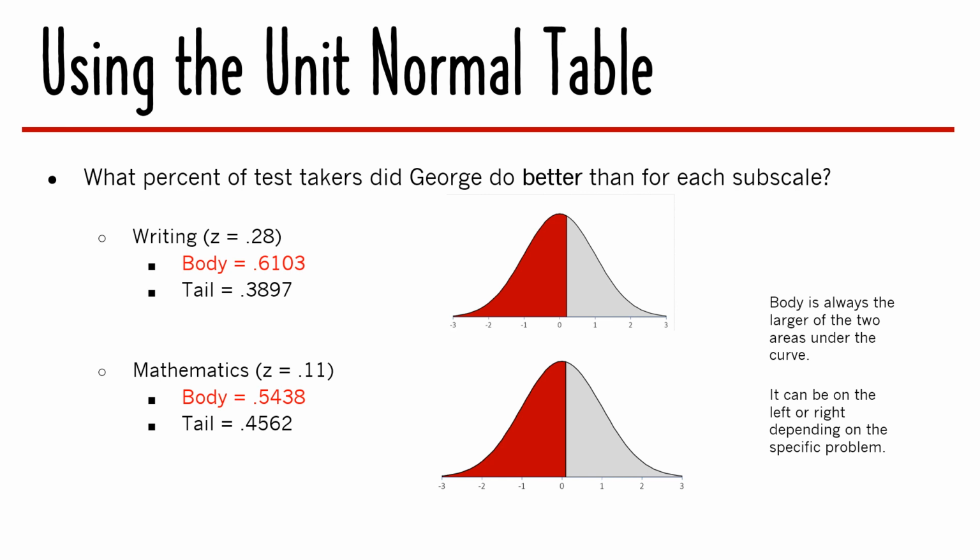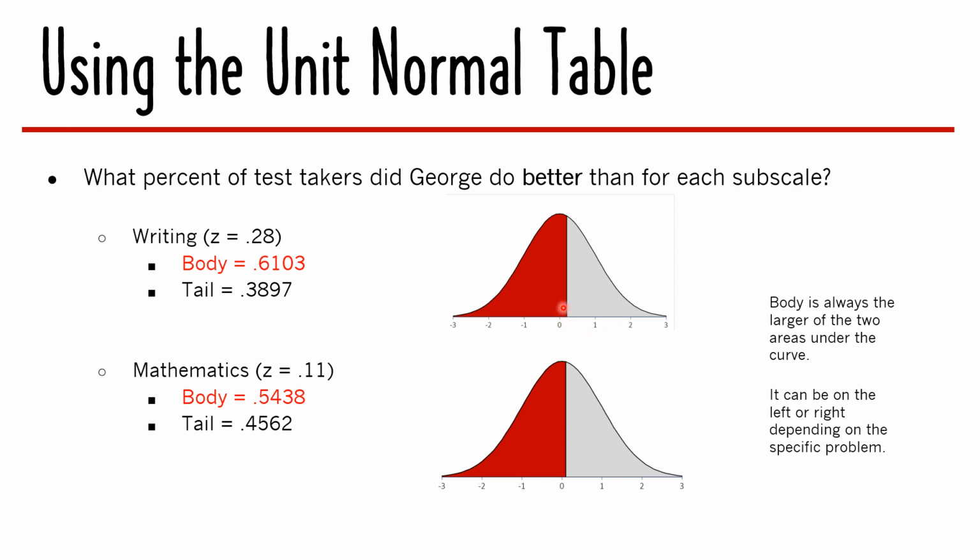And if you look up a score of 0.28 in the unit normal table, it's going to tell you the proportion of scores that are in the body and the proportion of scores that are in the tail. Okay, so I have this shaded in so that the body of the distribution is in red and the tail is in gray. The body of the distribution just means the area where you have more than 50% of the distribution shaded in, and the tail is the place where you have less than 50% shaded in.